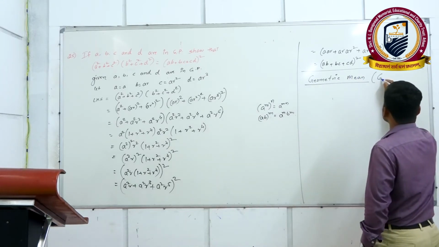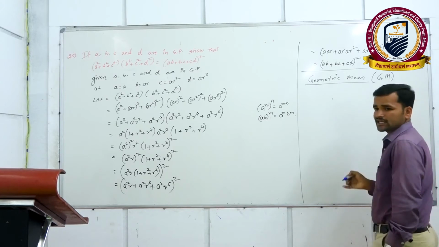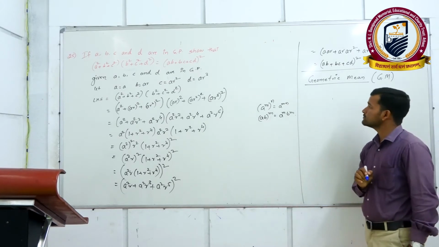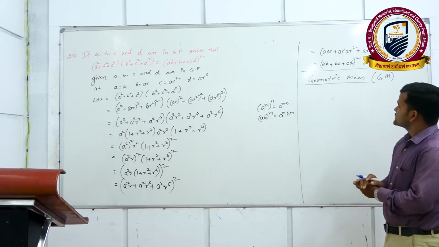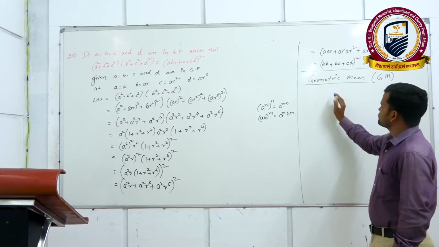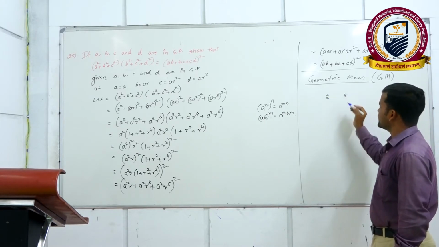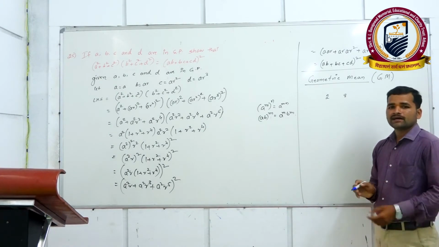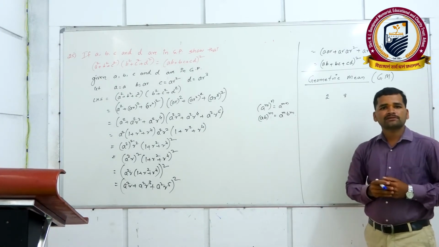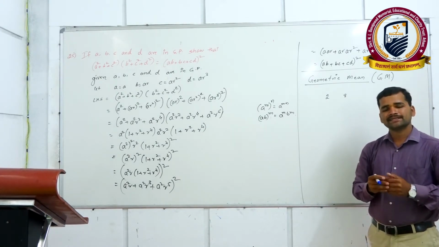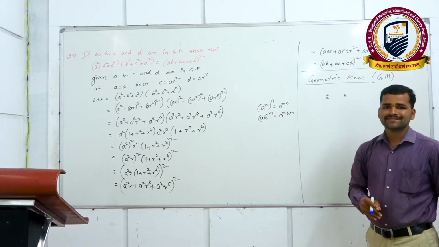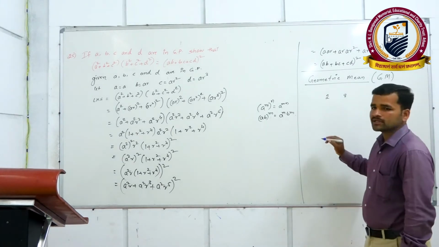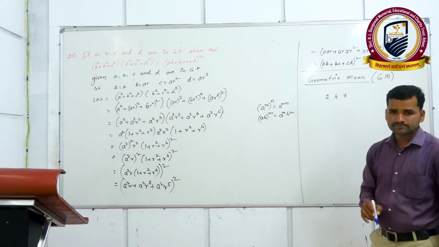In short form, we used to write GM, capital G, capital M. So GM. What is geometric mean? See, there are two numbers, 2 and 8. I want to insert a number between 2 and 8 such that the resulting sequence will be in GP. What is that number? That number is 4.